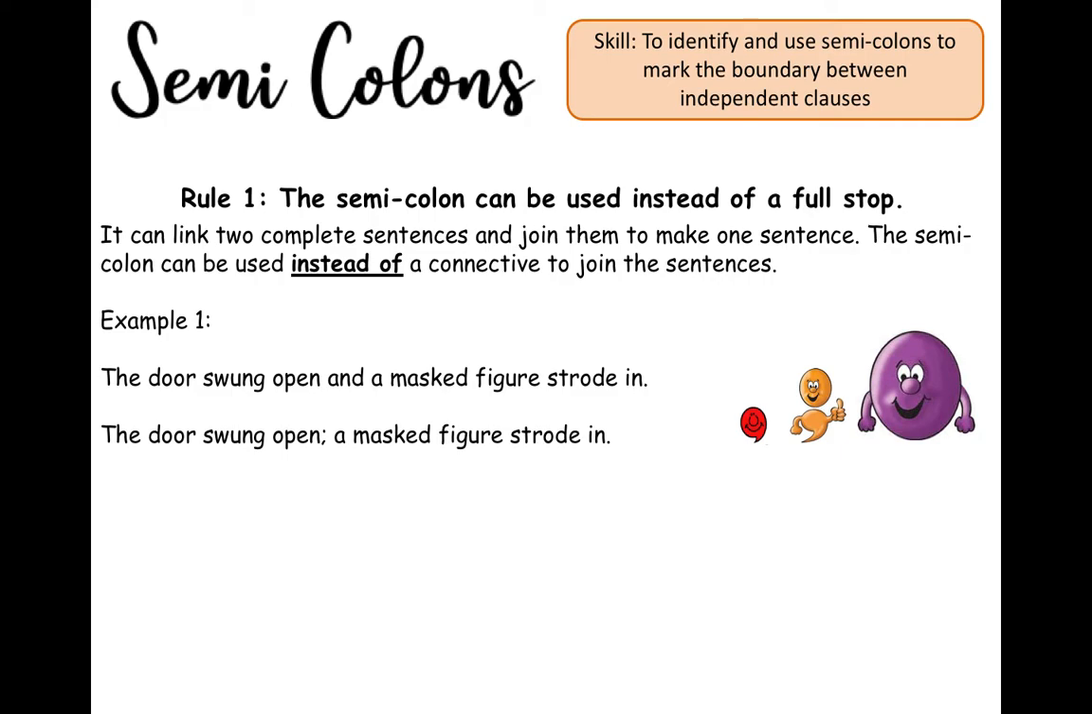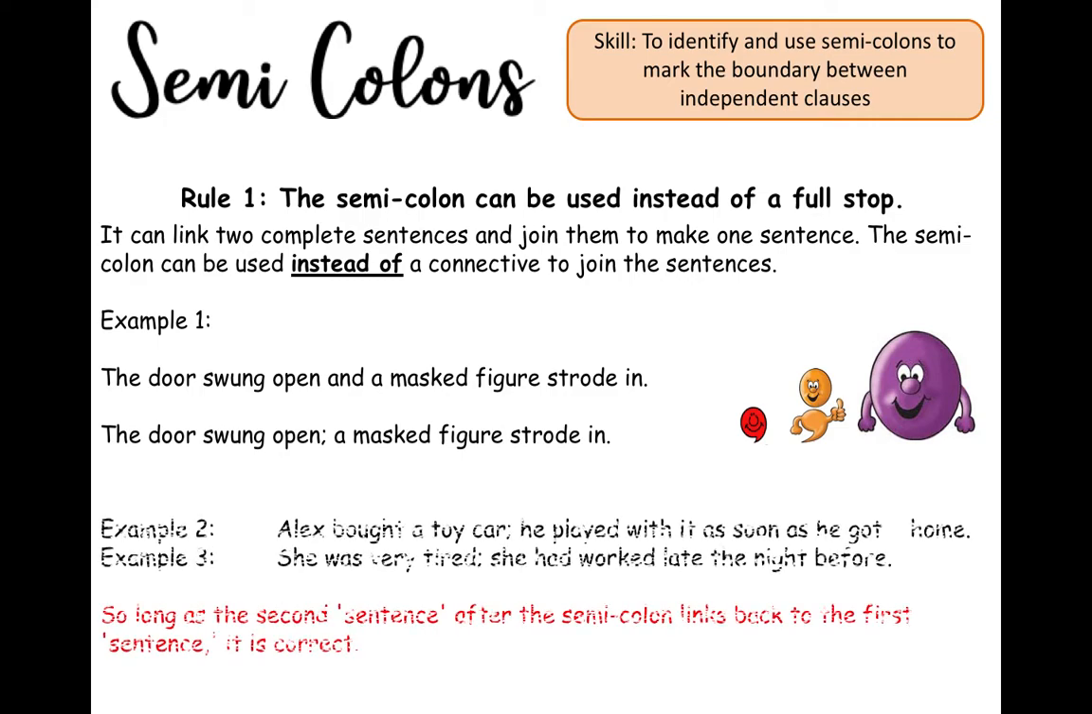Now, why we may use it instead of a comma can depend on how detailed those sentences are. Thinking about the adjectives that you've used in the sentences, sometimes when we've got lots of commas listing adjectives, to then use a comma to join those sentences together can become quite hard to read. So a semicolon is used instead of a comma when the sentences are quite detailed. So let's have a look at example 2 and 3.